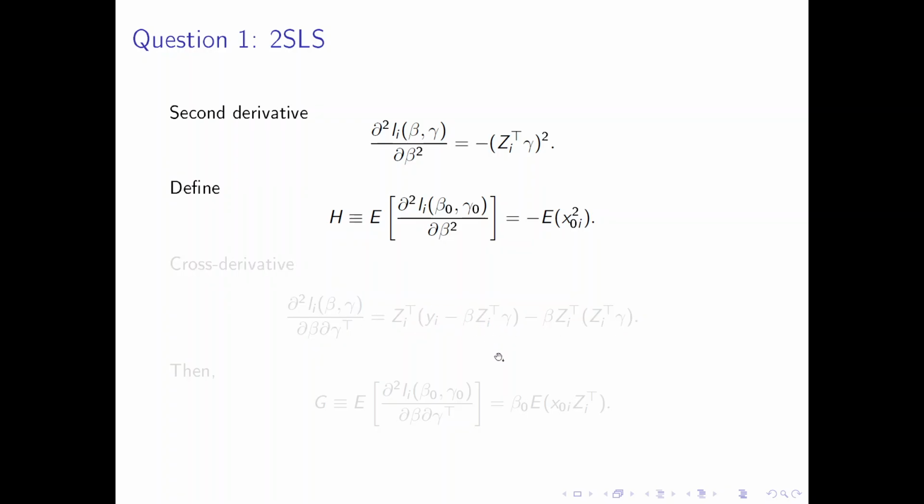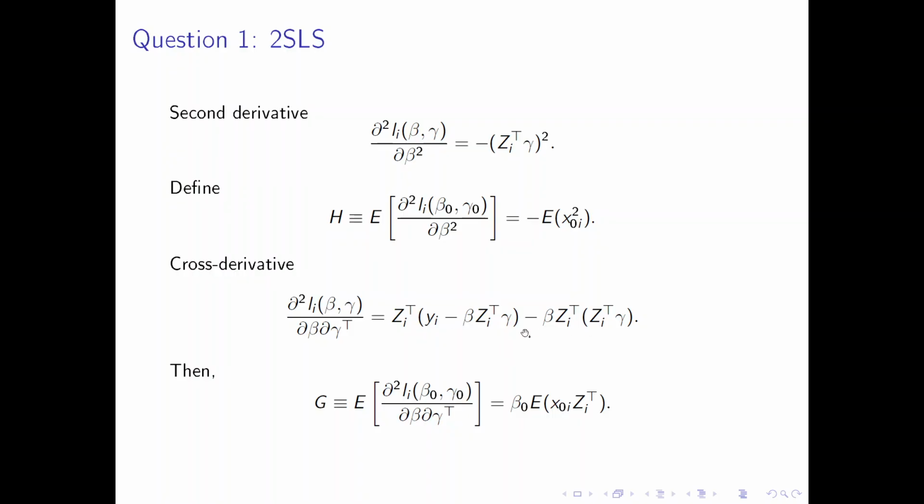We have two gammas, so you get two terms. But when you plug in the true values and take expectation, this part will be 0, right? The residual expectation will be 0. So this term goes away, and we only have this side. Oh, there should have been a minus here. I forgot. But in the end, it does not matter. Anyhow, when you plug in beta 0, gamma 0, and take expectation, you get minus of this.